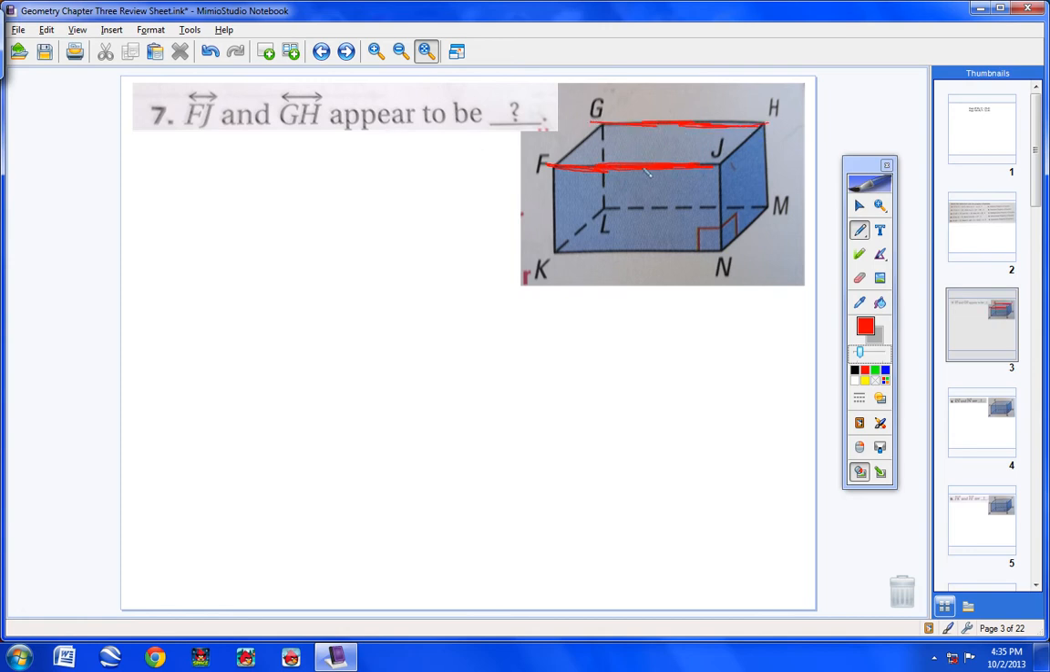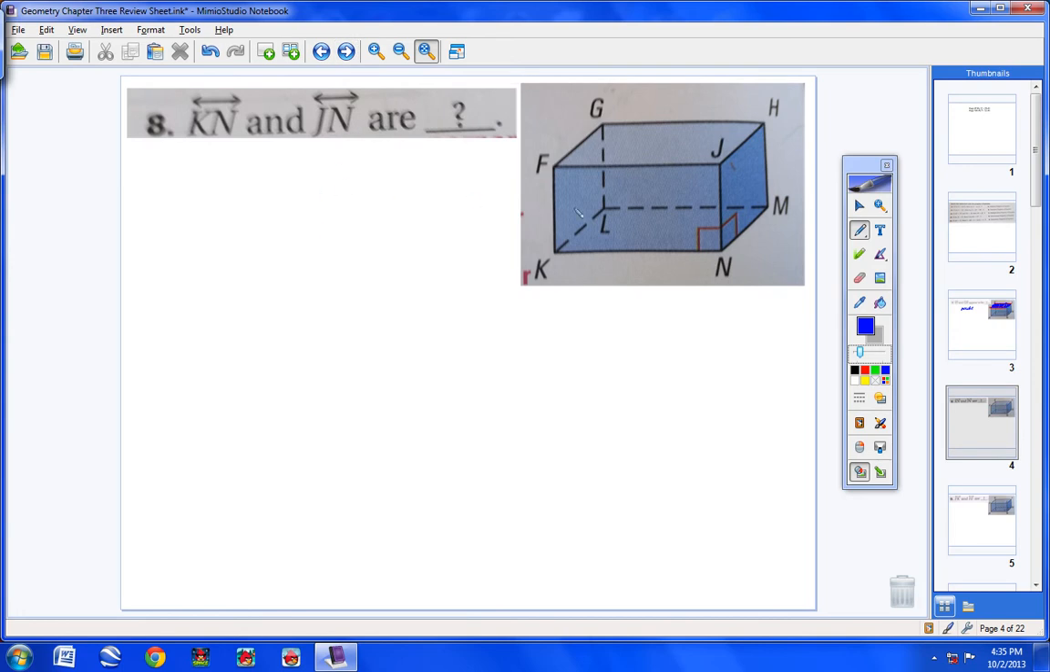Well, students, look. To me, it's pretty obvious those two lines are parallel, and here's why. I'm going to take blue and highlight the plane. Here's the plane that they lie in. It's that top rectangular square. There's the plane. It's a flat surface. So these two red lines do lie in the same plane, and they will not intersect. So those two lines are parallel.